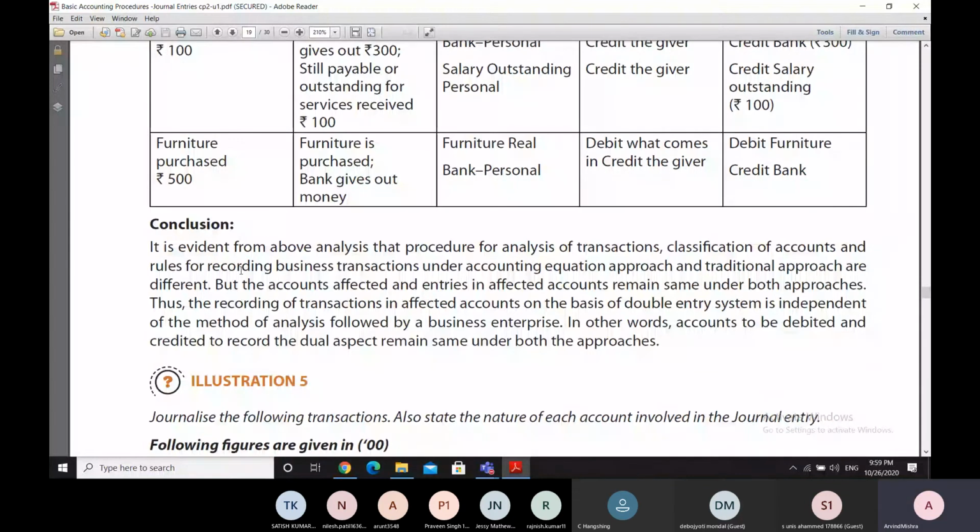So on the basis of this analysis, it is very clear what is the procedure for analyzing the transactions, how do we classify the accounts, and how the rules for recording the business transactions are applied under the two approaches, like accounting equation approach and the traditional approach, and how these rules are different in both the approaches. But ultimately the accounts which are affected are the same, and the entries which are made in the books of accounts are also the same under both the approaches. So under both approaches, accounts which are affected are the same, and so also are the entries which are made in the journal.